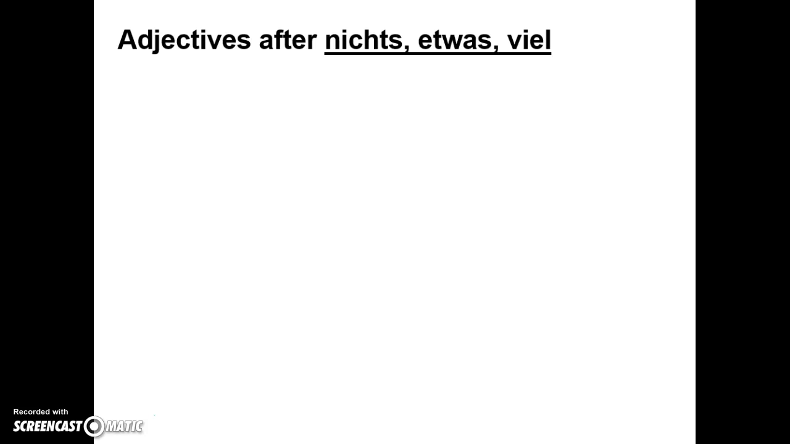Then there's one more thing that you should know. Sometimes adjectives follow these three words, nix, etwas, and viel. And they're not der words, they're not ein words, they're kind of a group unto themselves. It explains a quantity. Nix is a quantity of nothing. Etwas is an indefinite quantity, some, you don't know how many. And viel is a large quantity but indefinite.